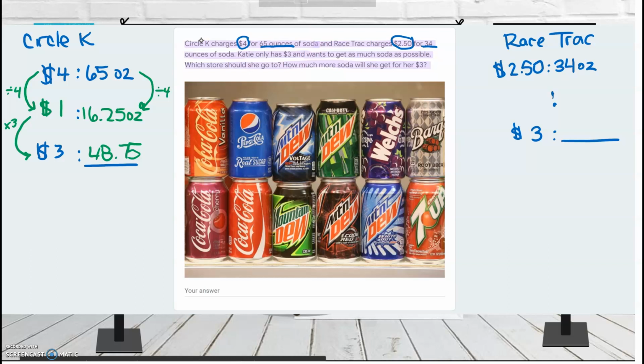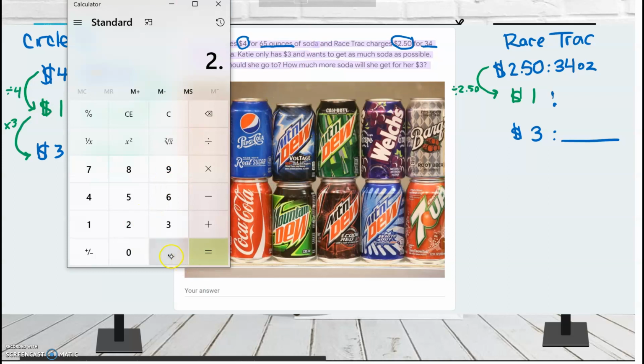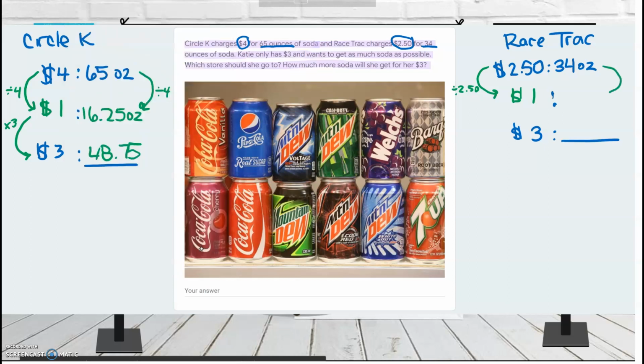Now I've got to do the same thing, find the unit for RaceTrac, and move forward that way. So my unit's going to be my dollars again. So going from 2.50 to 1, I need to divide by 2.50. I can bring up my calculator and do 2.5 divided by 2.5, and I get 1. So then on the other side, I've got to do 34 divided by 2.5. So I'm going to divide it by 2.5.